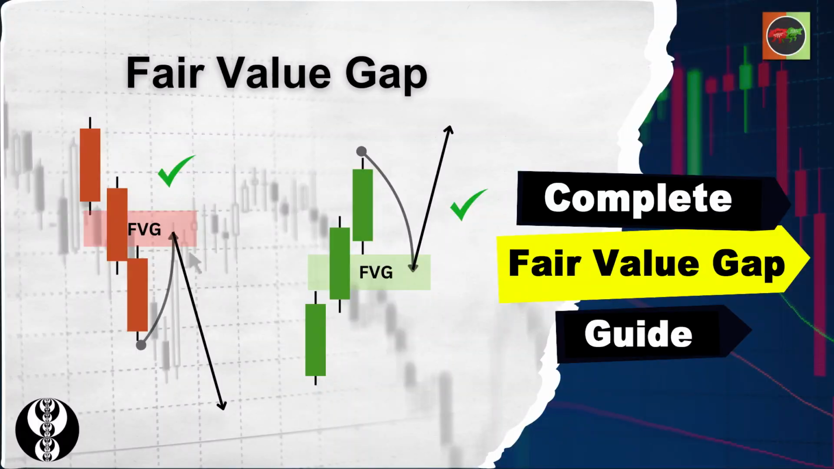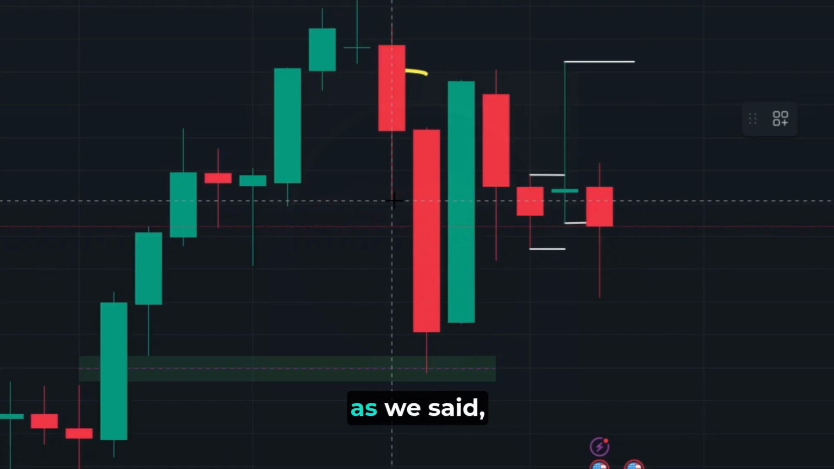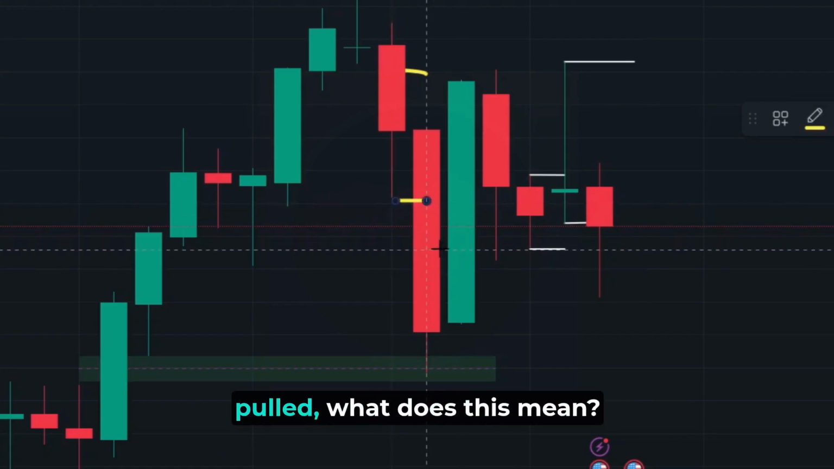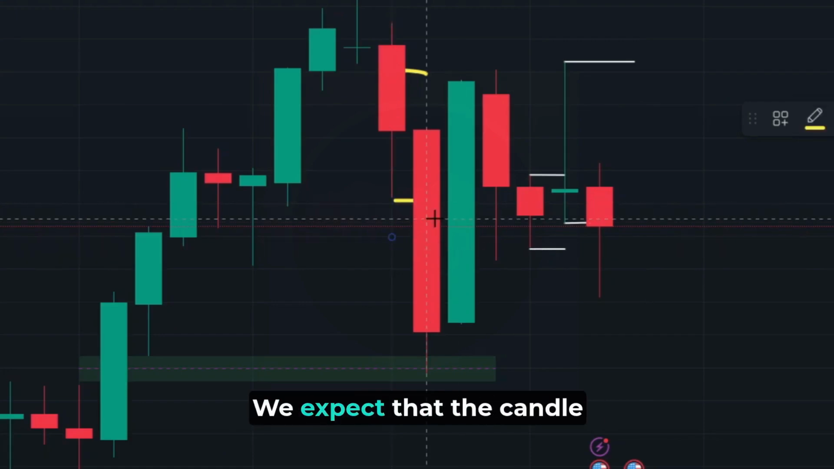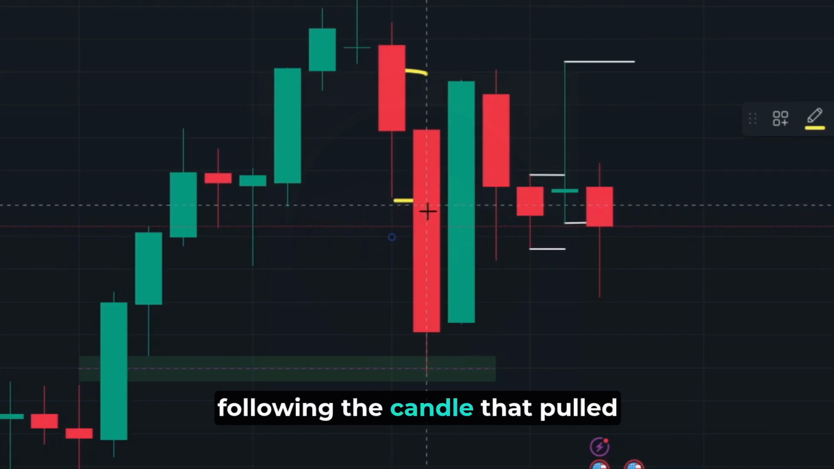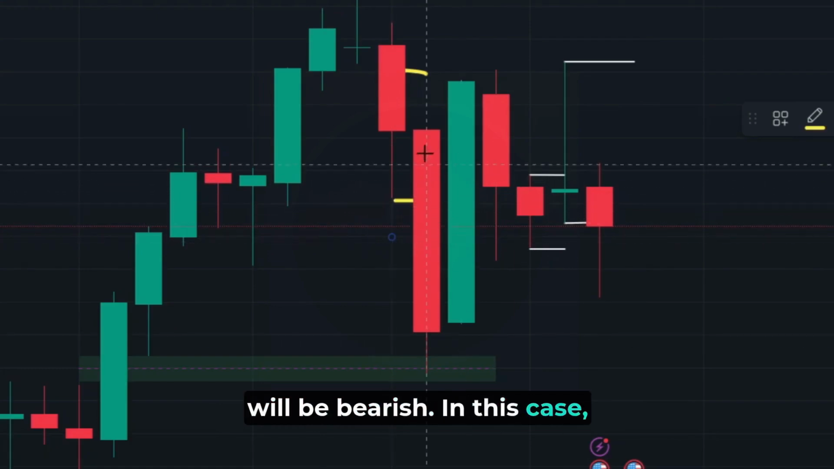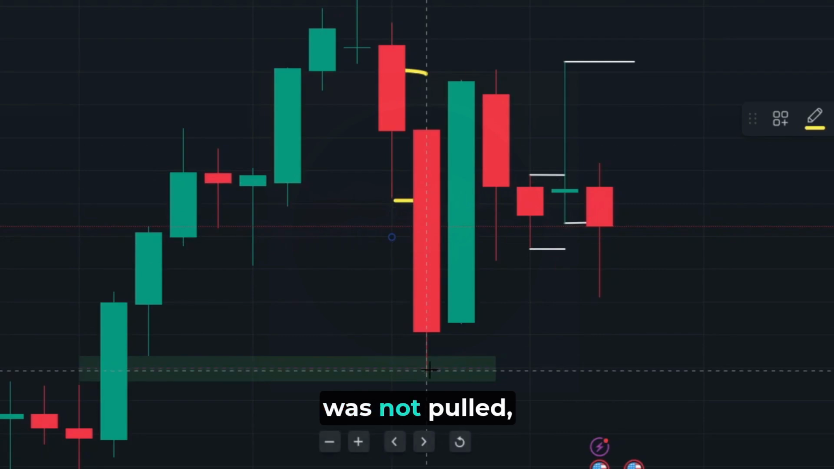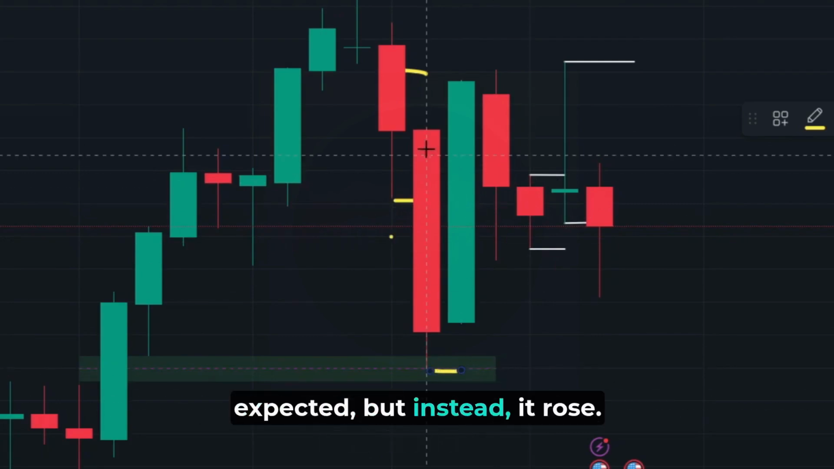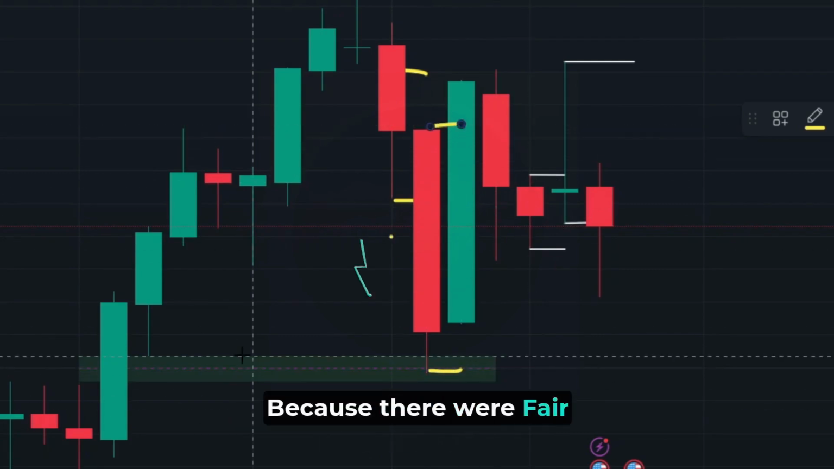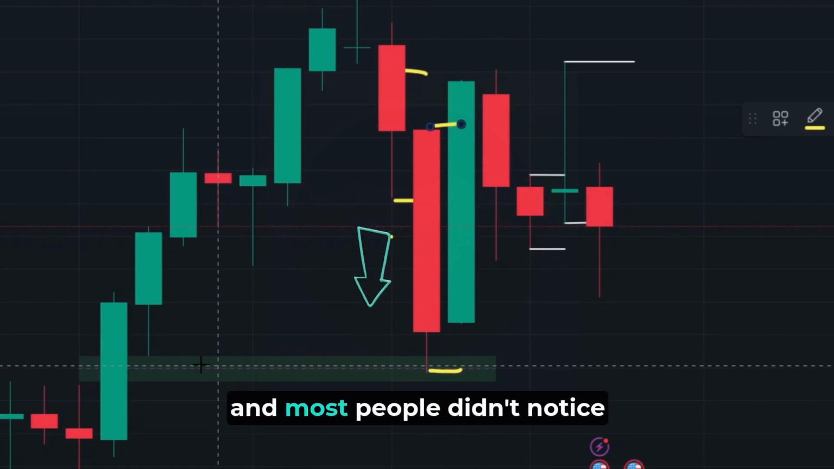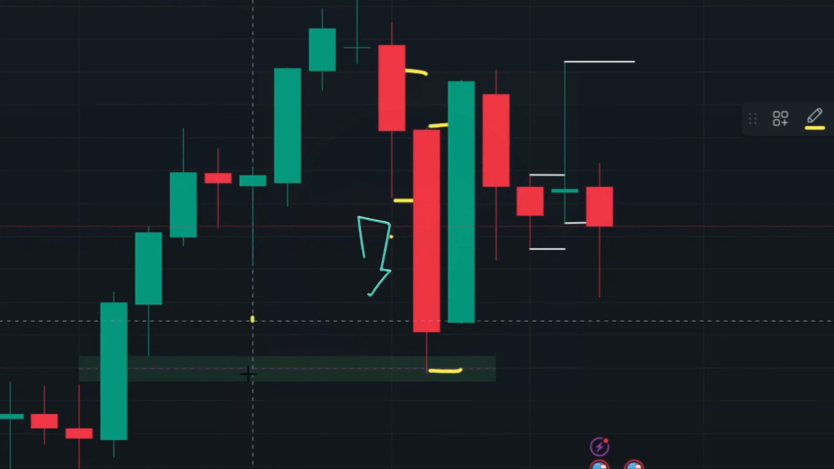By the way, this previous segment about the fair value gaps, I also recommend you watch this segment. It's in the same playlist as this segment because, as we said, when the low of the candle is pulled, what does this mean? We expect that the candle following the candle that pulled the low of the previous candle will be bearish. In this case, the low of this candle was not pulled as expected, but instead it rose. Why? Because there were fair value gaps here, and most people didn't notice these fair value gaps.